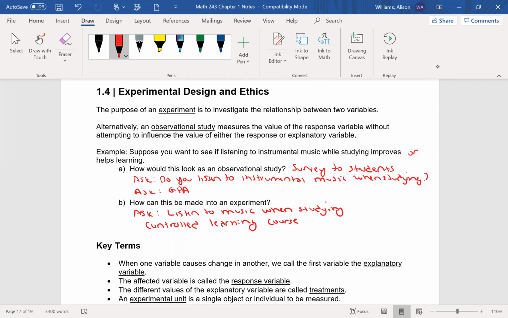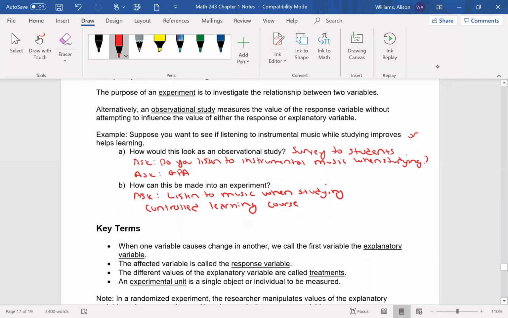Okay, so there's a couple other phrases we should know. Treatment. The different values of explanatory variables are called treatments. So the way we affect the explanatory variables, those are our treatments. Like in this case, having people listen to the instrumental music, that's the treatment. Maybe we have them not listen to the instrumental music. That's the treatment. An experimental unit is a single object or individual to be measured.